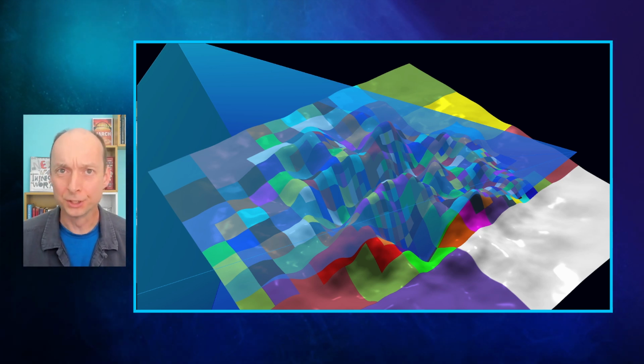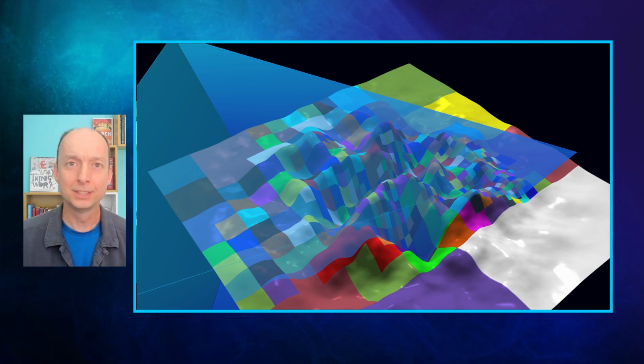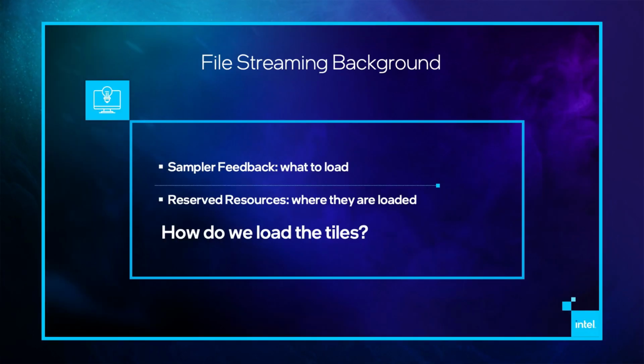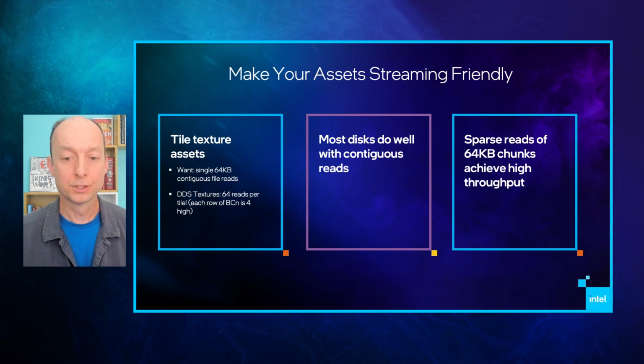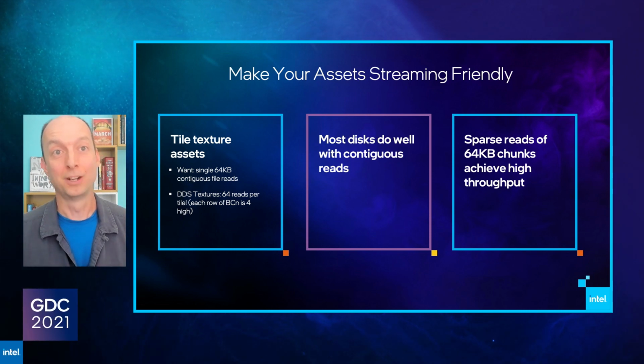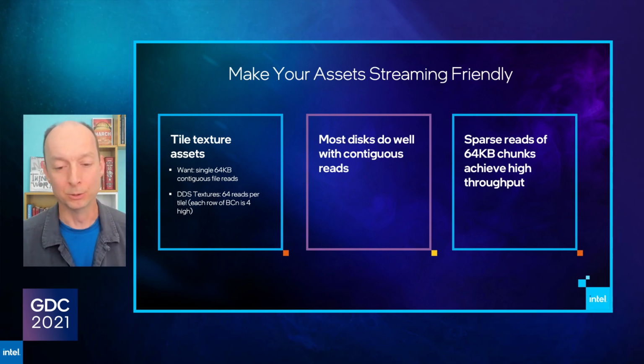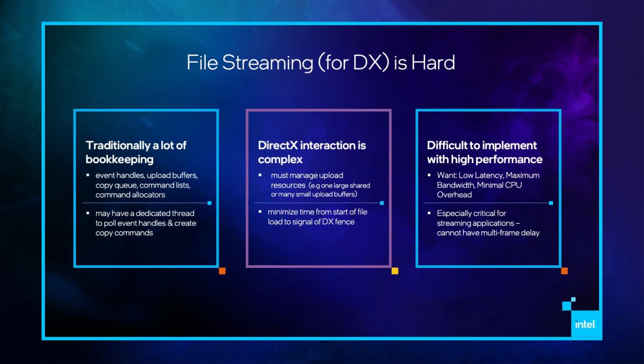This sample is intentionally aggressive about memory management, evicting tiles in as few as 2 frames. Applications would probably delay evictions for a while, maybe a few seconds. The application is constantly determining what to stream based on sampler feedback and constantly mapping texture data with reserved resources. But how do we load the tiles? First, to simplify streaming, texture files are pre-swizzled in the tiles, so loading the tile requires just one contiguous 64K read. File streaming is complicated and difficult to do efficiently, requiring a lot of careful bookkeeping.